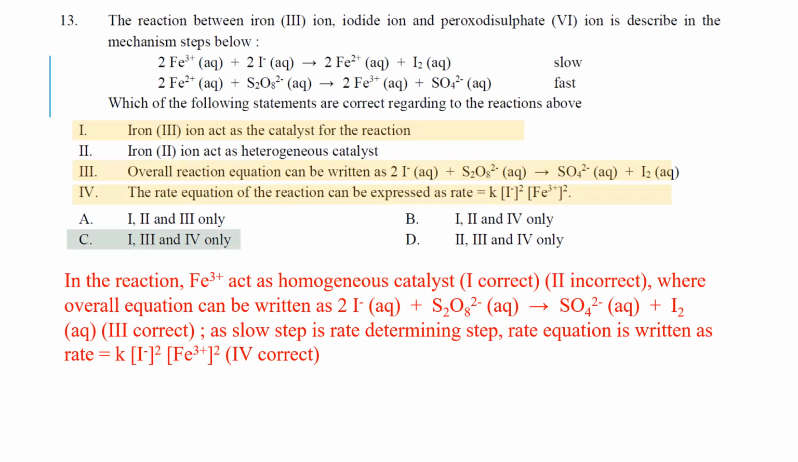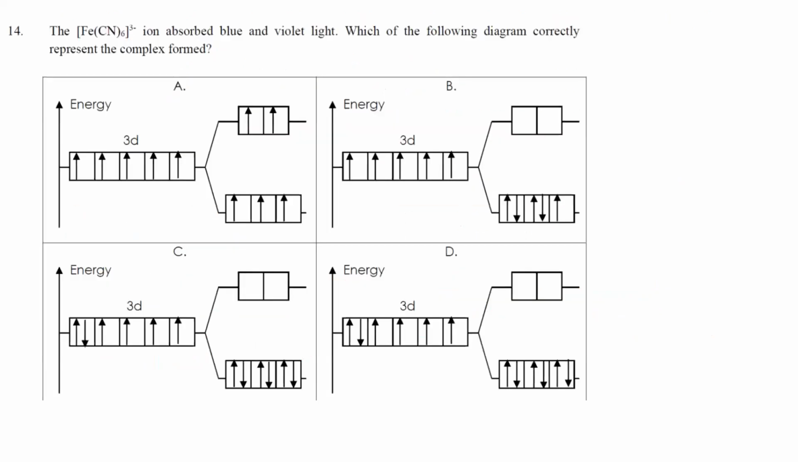Okay, so that is how we are going to solve question number 13. Then we go for number 14. Fe(CN)6 3- absorbs blue and violet light. Which of the following diagrams represents it correctly, and how does this absorption take place?